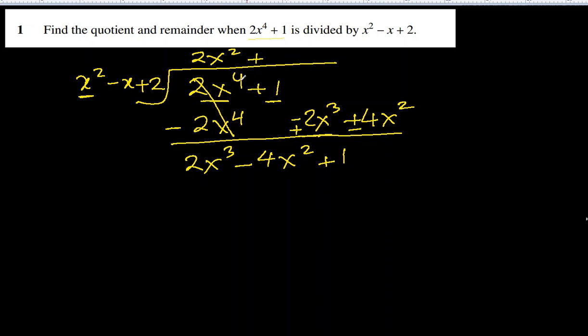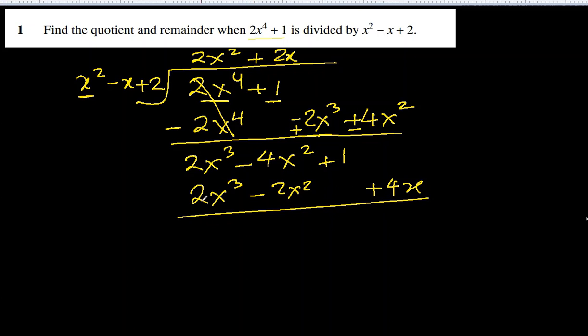Next, we need 2x cubed. This is x squared, so we will multiply with 2x. So 2x cubed and then minus 2x squared and 4x. So this cancels. This becomes positive, this negative. So we are left with minus 2x squared minus 4x plus 1.